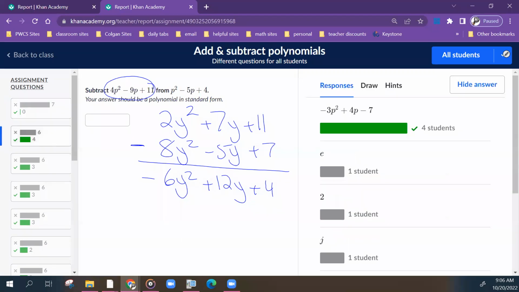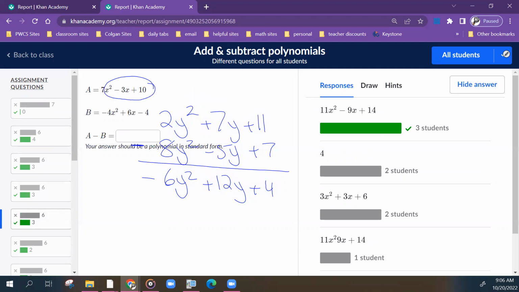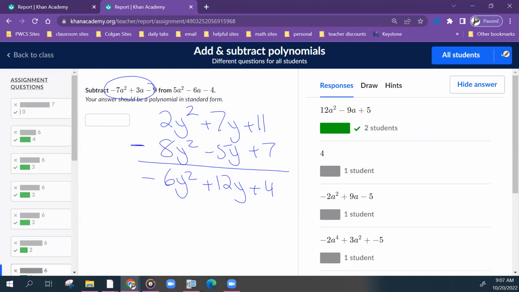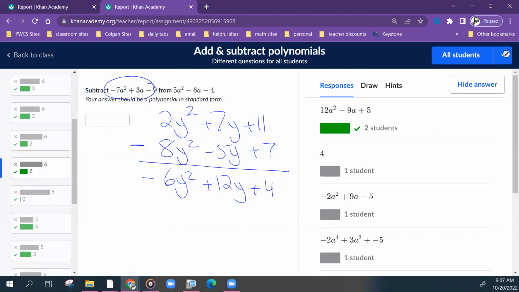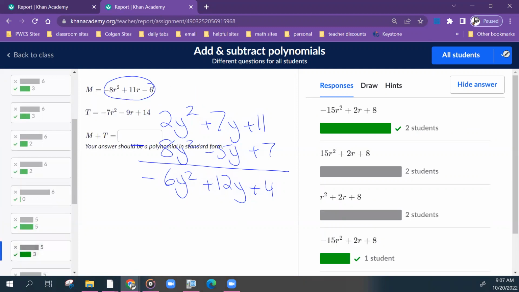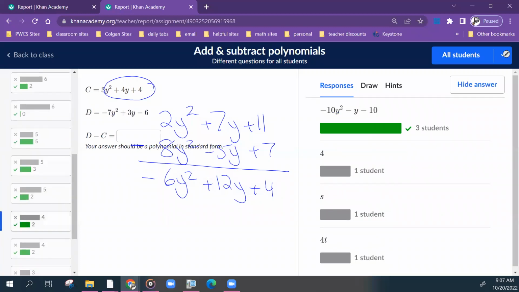There are adding things in here as well. Subtract from, subtract from, subtract from. When it says A minus B, it tells you what A is, it tells you what B is, and it tells you whether you're adding, subtracting, multiplying something, whatever. So do whatever it says. Like here, you would add these two together. So they're really all the same.